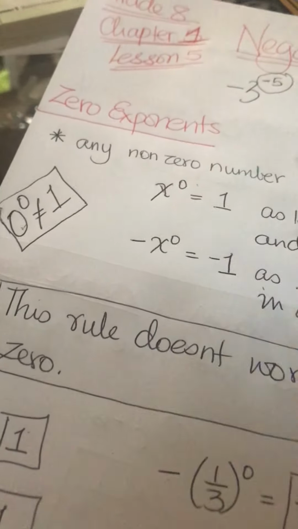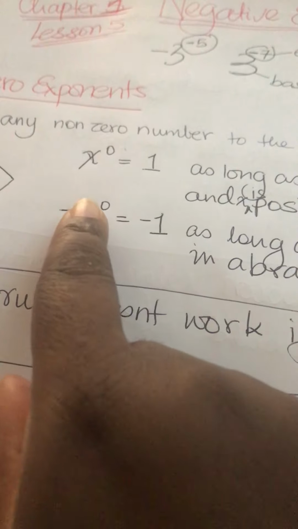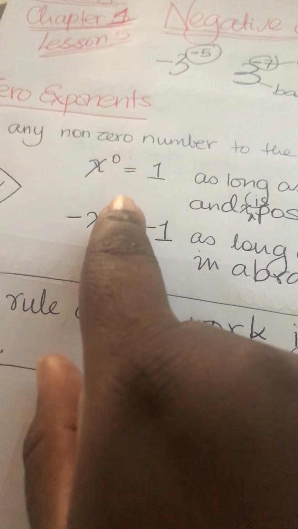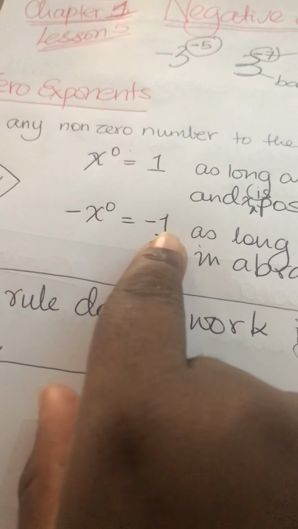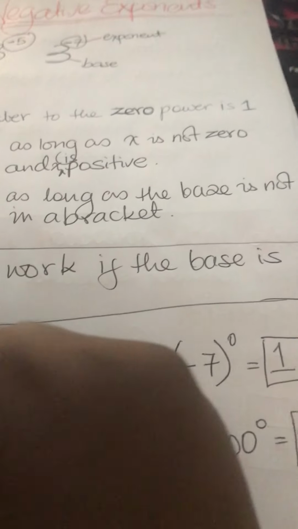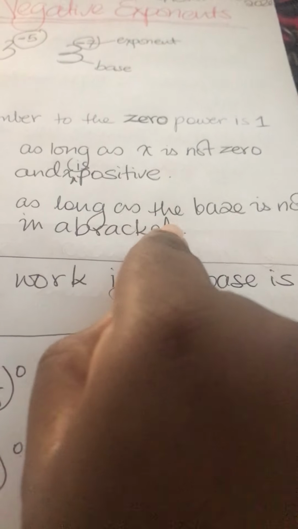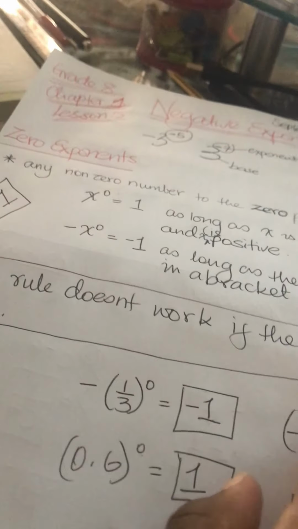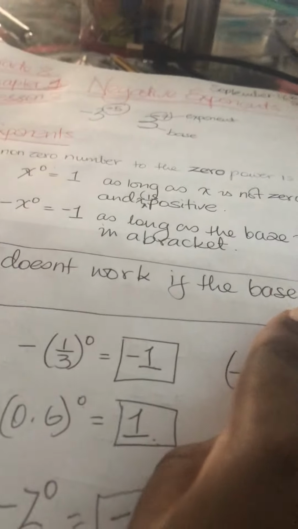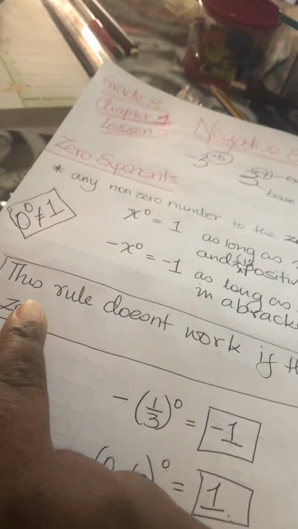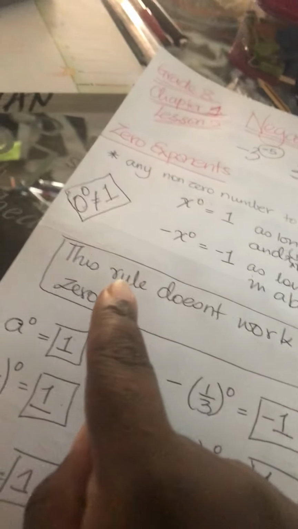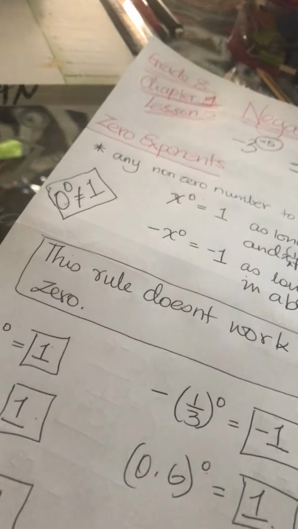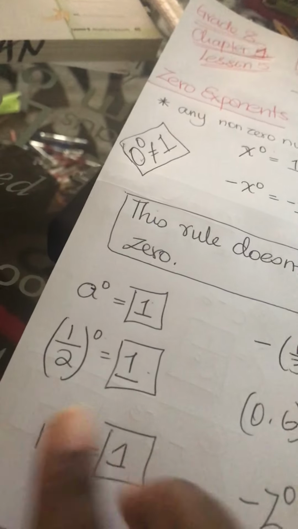Now, if your base is a negative and there is no bracket, then you raise it to the 0 power, your answer will always be negative 1. As long as the base is not in a bracket. That is what I said. And I also wrote here in words, this rule cannot work if the base is 0. So this rule doesn't work if the base is 0. So let's see a couple of examples.